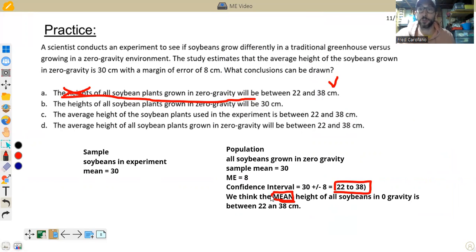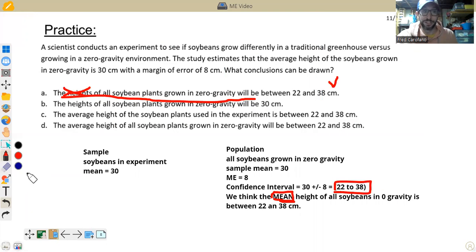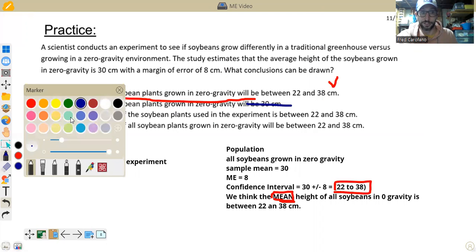A confidence interval, we use margin of error to talk about means or percents of samples. Remember, that was the first thing we wrote down here. It's got to be about a mean or a percentage. So A's out, B's out for the same reason. It also doesn't use the interval, but tries to talk about the population. So that leads us to C or D.